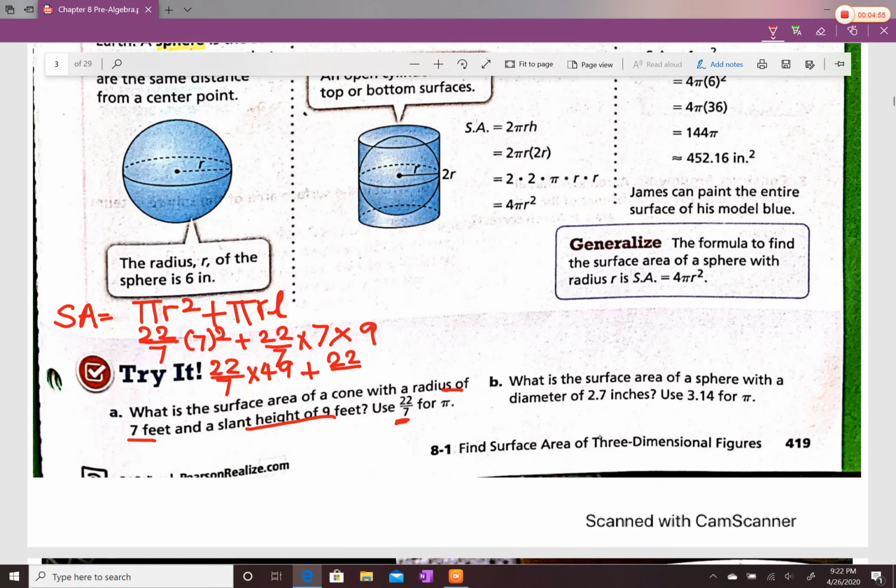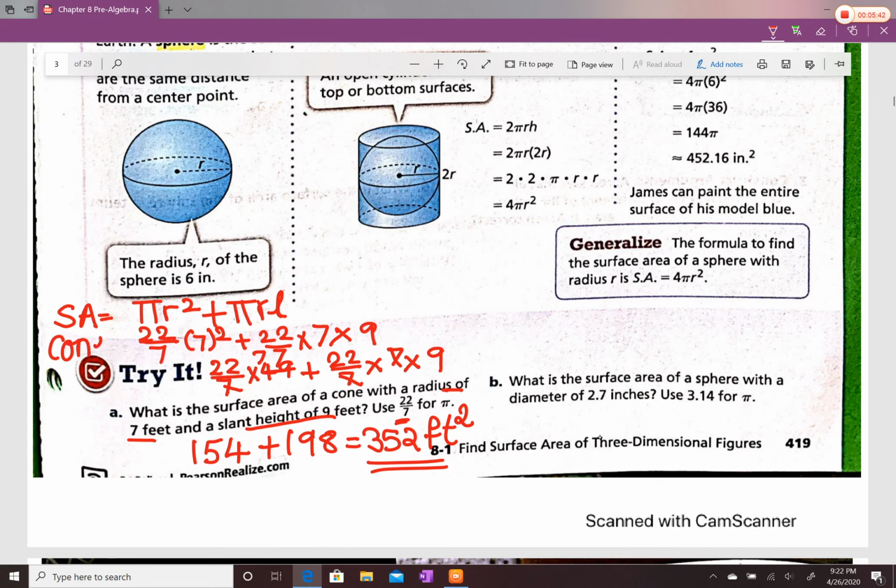Now I have an opportunity to cancel because there is a multiplication sign. 7 times 7 is 49, so I do 22 times 7, which I get as 154. I'm continuing my answer down. 22 by 7, so this 7 and this 7 can be cancelled as well. So 22 times 9 gives me 198. So 154 plus 198 is 352. The unit of measurement here is feet, so I'll write feet squared. So this is the answer for the A question, the surface area of a cone.